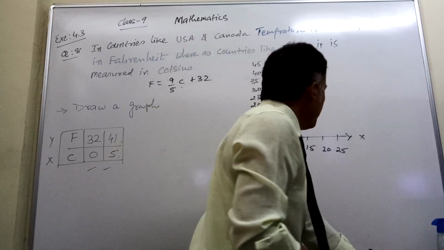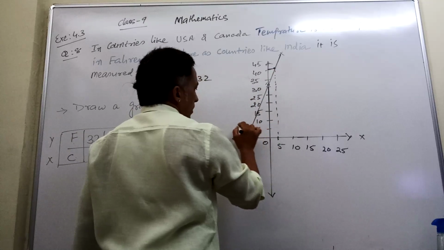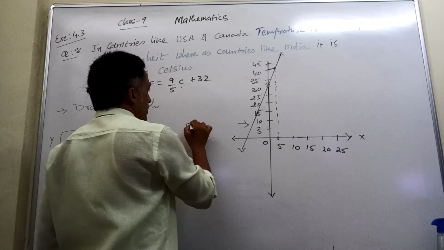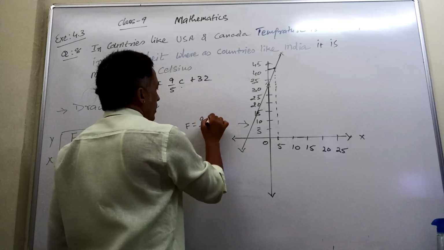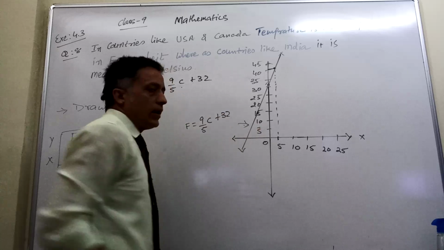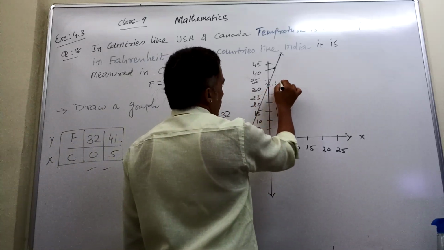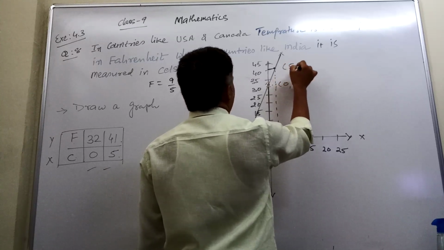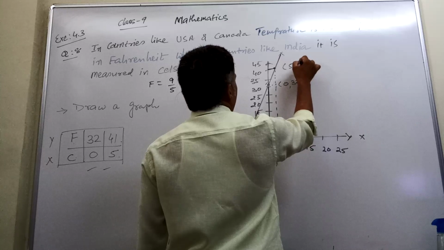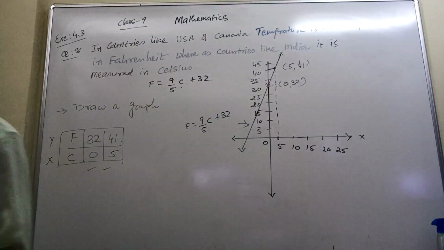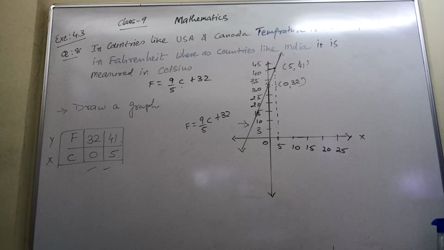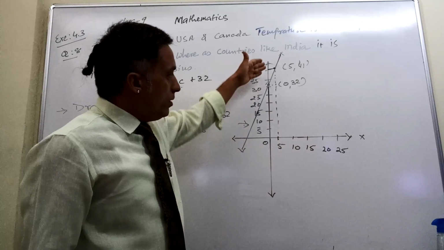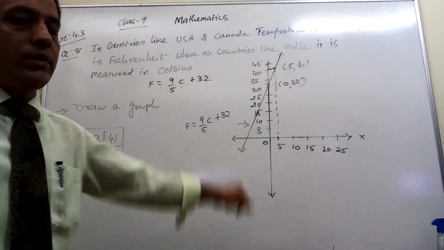This is my graph. So this is my graph of F is equal to 9/5 C plus 32. This is the graph, and the coordinates over here are 0, 32, and here the coordinates are 5 and 41. So my first condition is over here. Dear students, we can get some more answers through this graph.